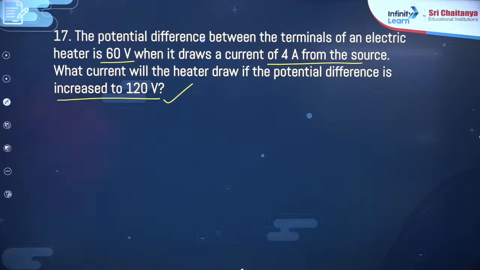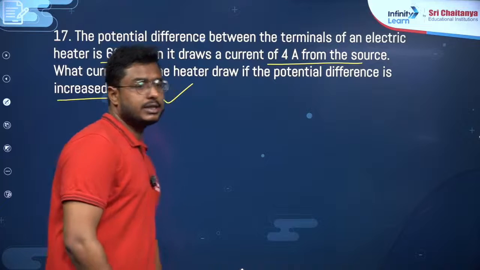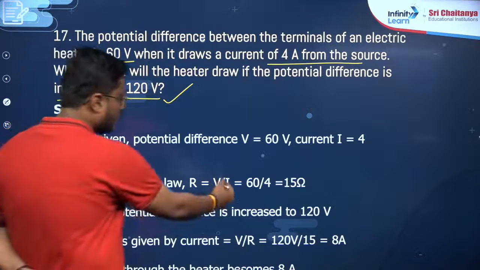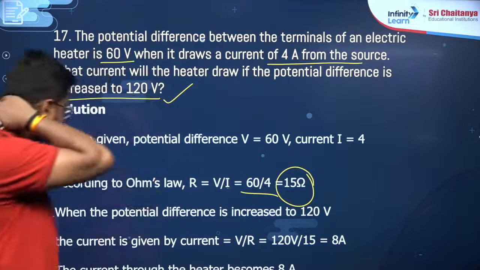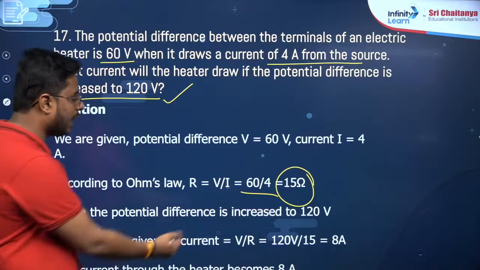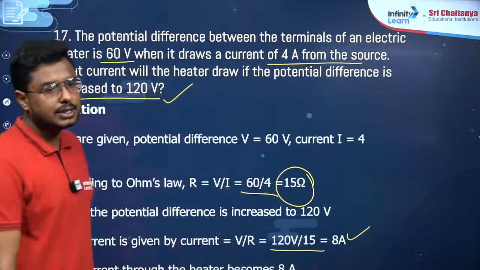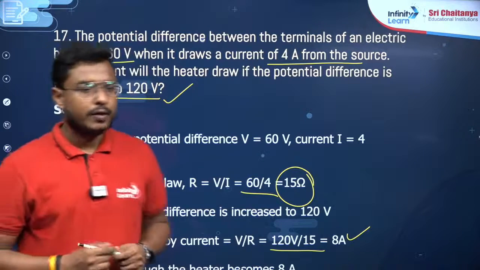Okay. So first of all, we need to calculate the resistance, right? Resistance is equal to V by I, that is 15 ohm. After that, when the potential difference increases to 120 volt, the current is given by V by R. So 120 by 15, that means 8 ampere. The resistance is not going to change. So 120 by 15 will be 8 ampere, right?